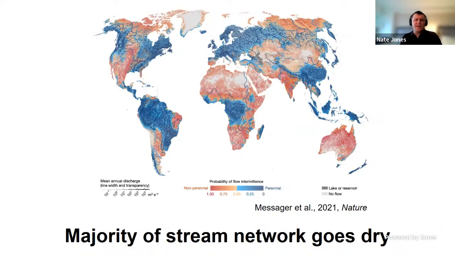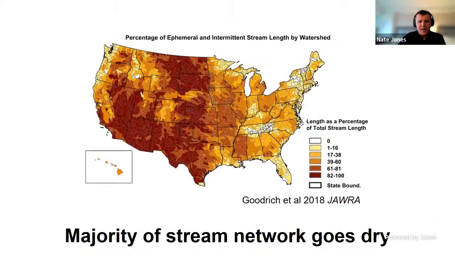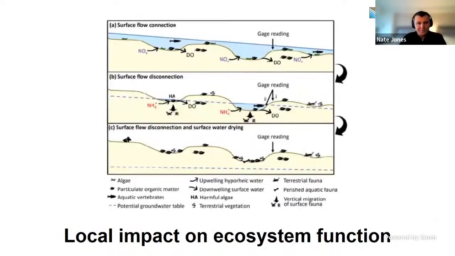Which is crazy, even in a place like Alabama, where we get over 56 inches of rain a year, over half of our streams go dry. And the majority of our work is in perennial rivers and streams. So even though most of our stream network goes dry, we don't actually understand how these systems function, and what's important here is how that functioning impacts downstream waters.